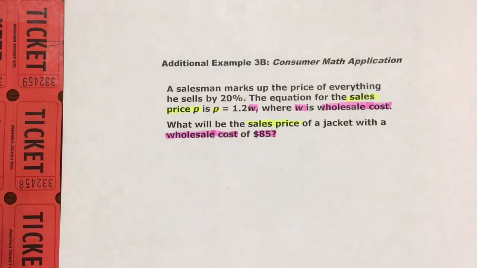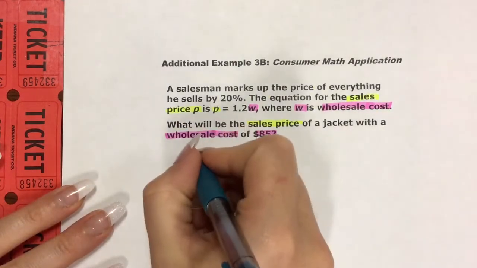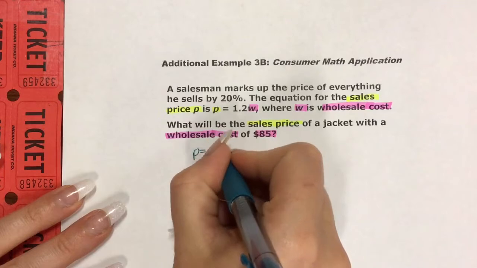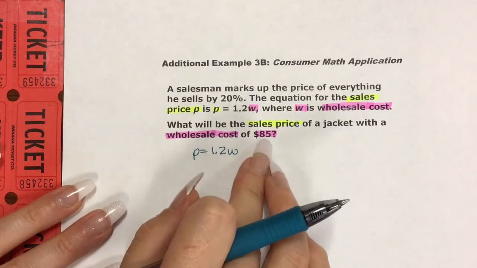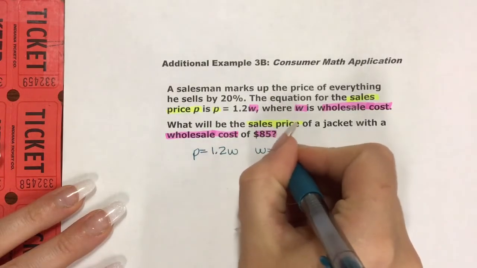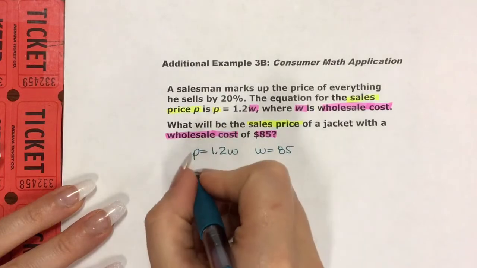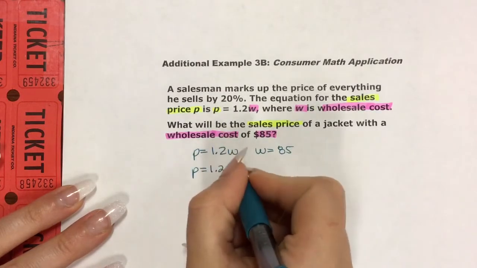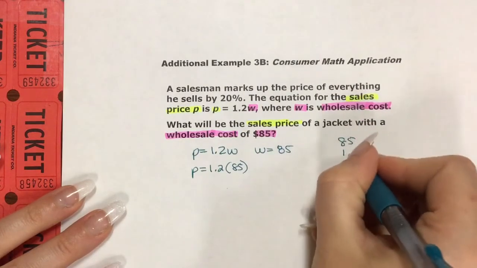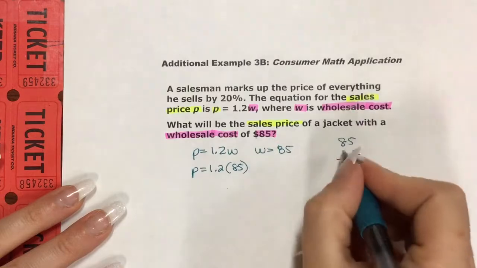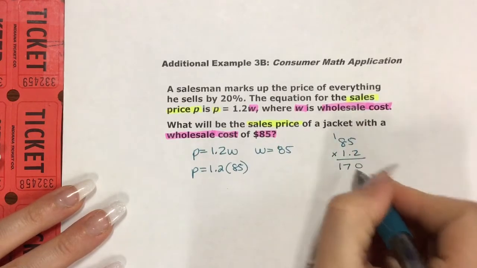Okay, so first thing we're going to do is write down our original equation. P equals 1.2 W. And the wholesale cost they're giving us is $85. That means that W equals $85. It's the same type of thing, we're substituting 85 in. So we get P equals 1.2 times 85. Then we're going to do that multiplication right here. 2 times 5 is 10. 2 times 8 is 16 plus 1, 17.